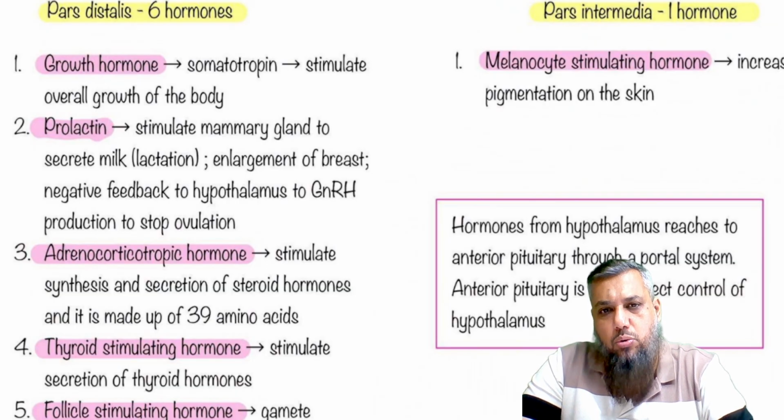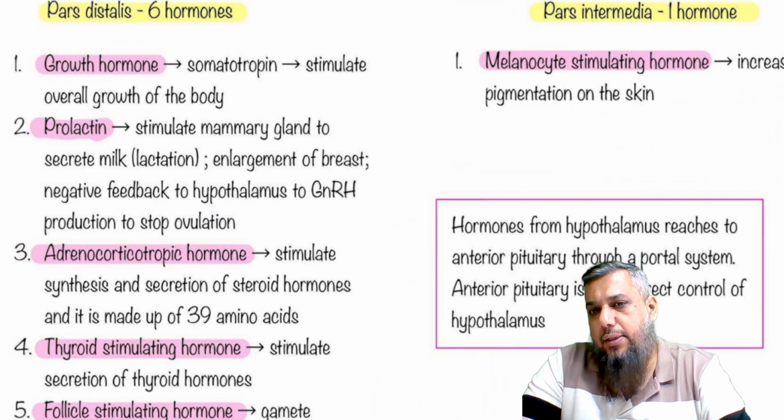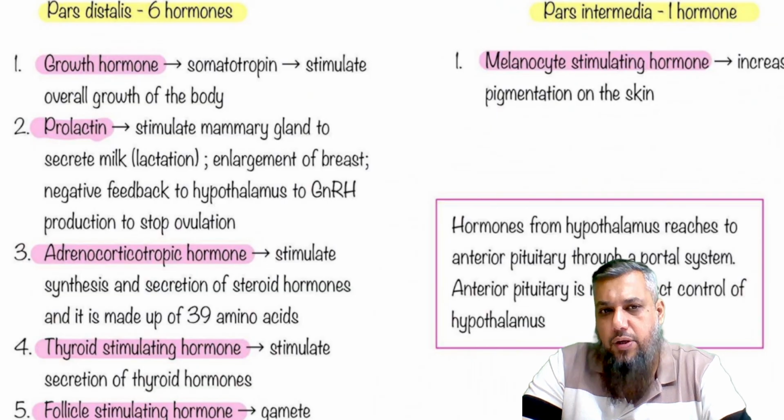Then the adrenocorticotropic hormone acts upon the adrenal cortex, and then the adrenal cortex will secrete the different hormones like glucocorticoids, mineralocorticoids, and sex corticoids. Thyroid stimulating hormone acts on the thyroid gland. Then the thyroid gland will secrete its hormones T3 and T4.